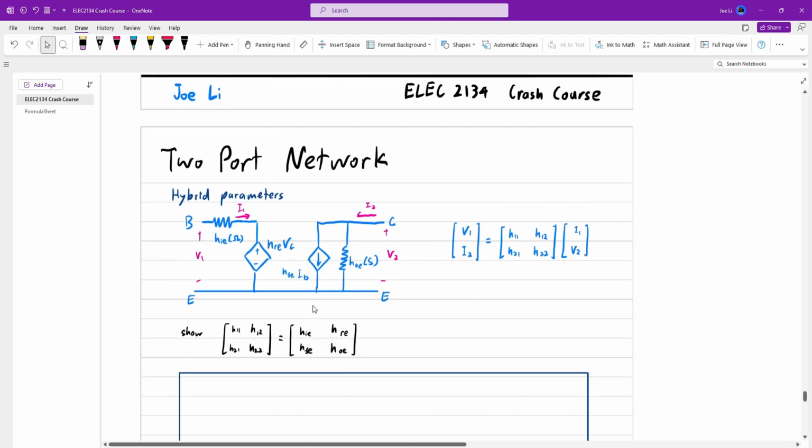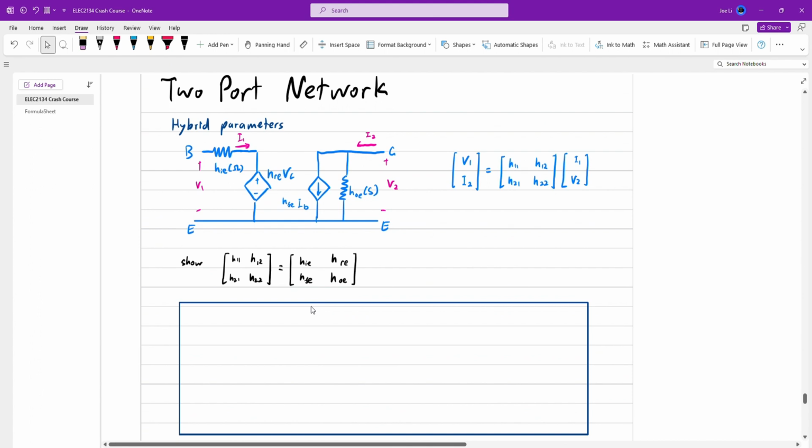Now, hybrid parameter is definitely what you will see in ELEC2133, where you learn about transistors. This thing right here is a transistor model. It's a good estimate of how a transistor behaves. So let's try to prove this. Let's write out our two equations, referencing the matrix equation.